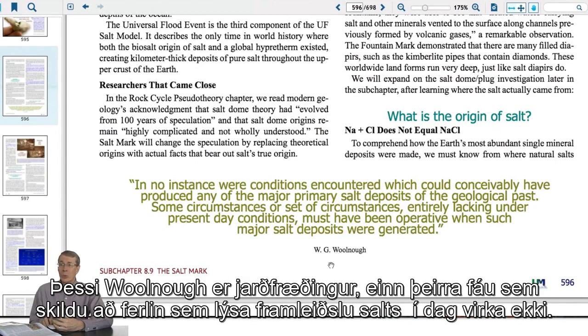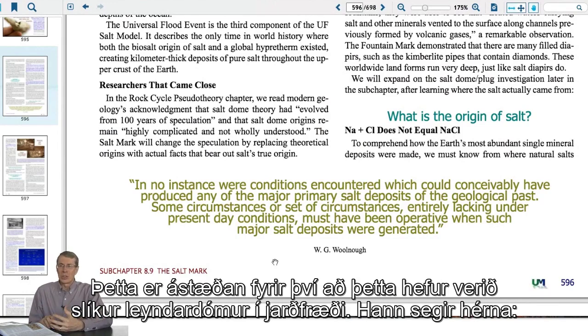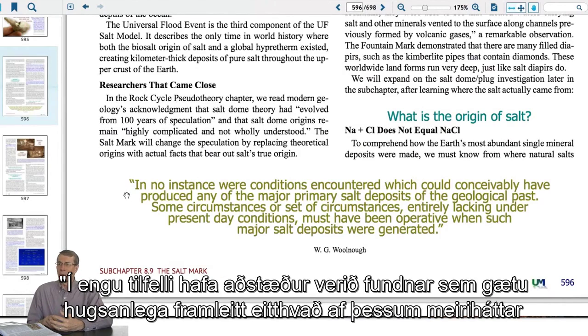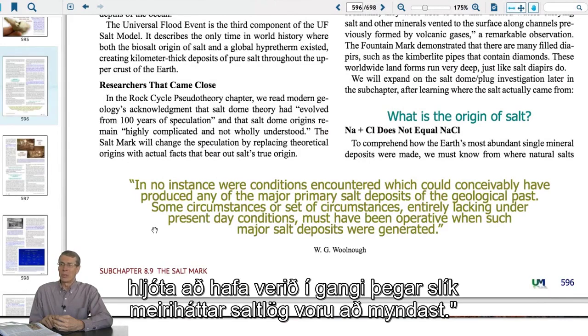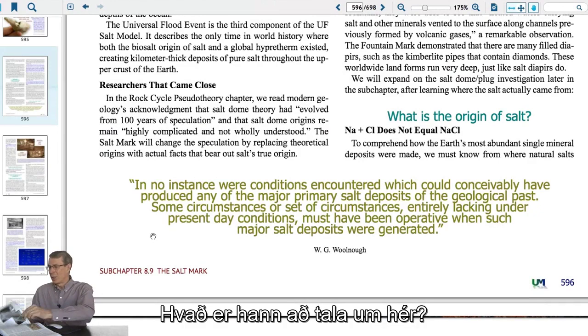This is a geologist. Woolnow was one of the few geologists who actually understood that the processes today don't work in making the salt. And this is why it's been such a mystery in geology. He stated right here, "In no instance were conditions encountered which could conceivably have produced any of the major primary salt deposits of the geological past. Some circumstances or set of circumstances entirely lacking under the present day conditions must have been operative when such major salt deposits were generated." So what is he talking about here?